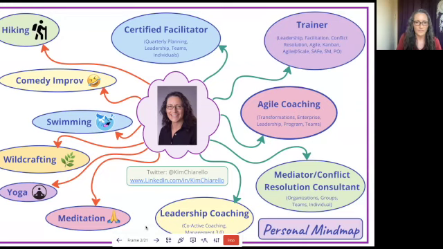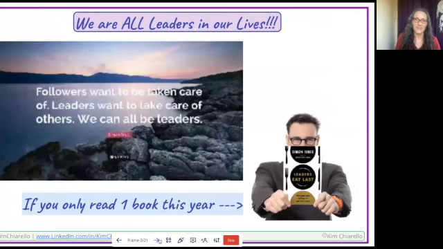Oh, this is fun. Zoom has decided to go. I got to move my Zoom bar. There we go. It's not letting me advance the slides. There we go.